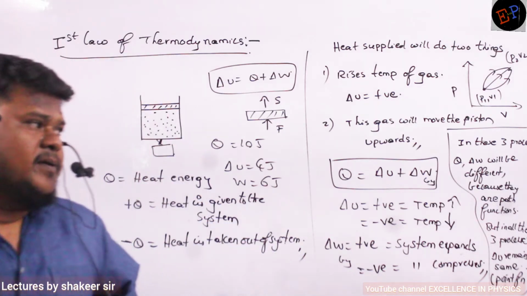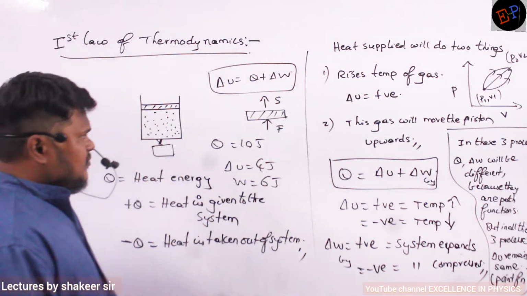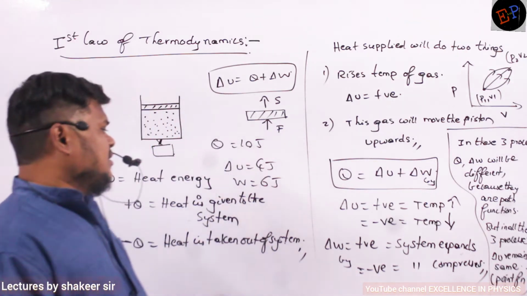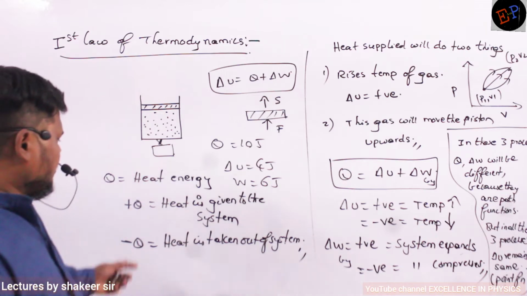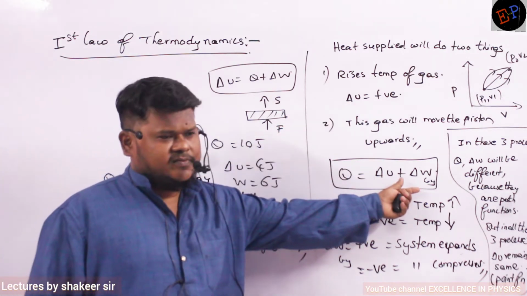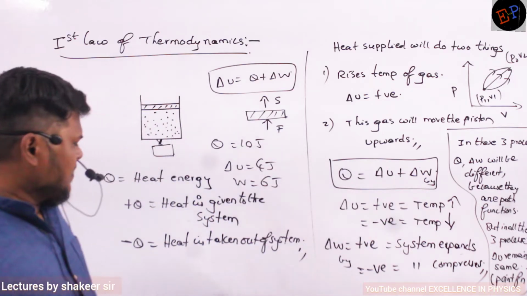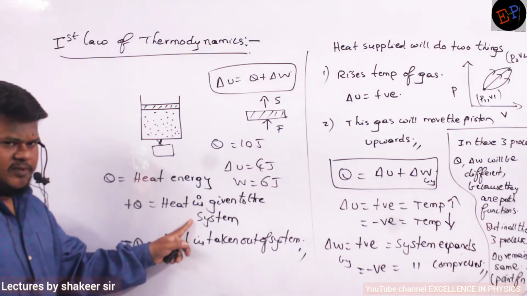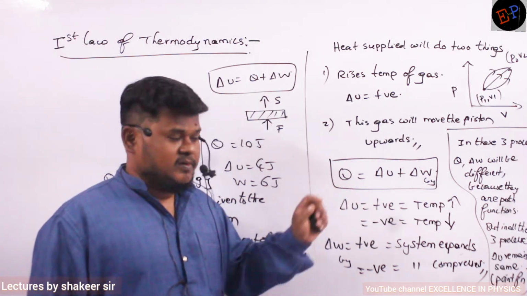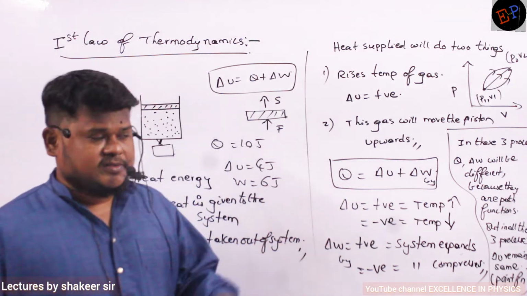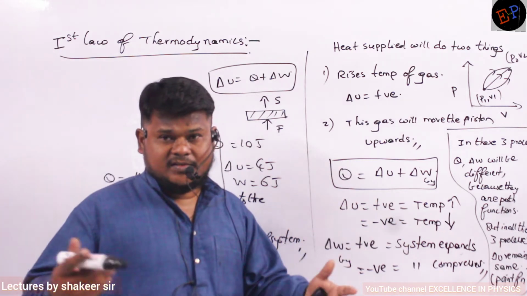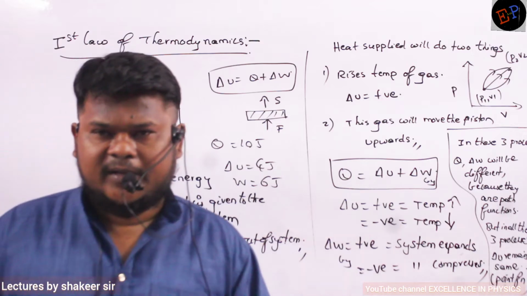Clear, no? So this is about the first law of thermodynamics. All the sign conventions we have written: sign conventions of heat, of internal energy, of work done. Plus Q indicates heat is given to the system. Plus delta U indicates the temperature of the system is increasing, that is, internal energy is increasing. Plus delta W indicates the system is expanding. Those are the sign conventions which you should remember. Make a note.